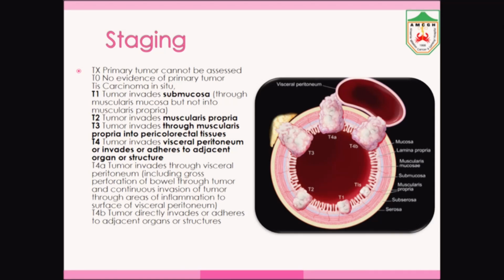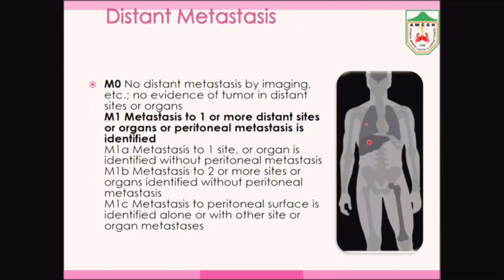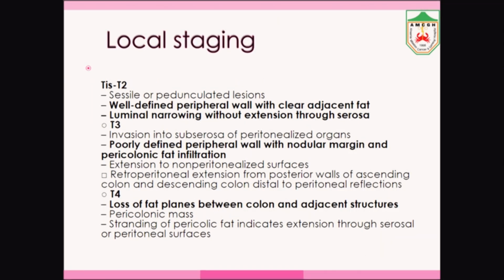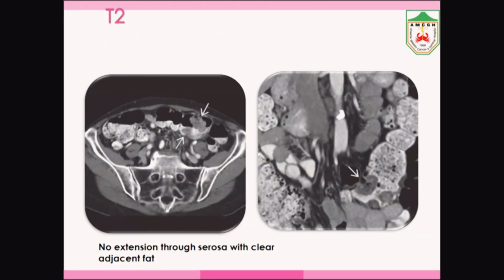T2 invades the muscularis propria. T3 invades the pericolonic tissue, and T4 is serosal surface invasion. Then lymph node, and this is the distant metastasis. I will show you in the figure. This is the T2 lesion, which is showing as a polypoidal lesion, but there is no adjacent peri-lesional fat stranding. There is a clear adjacent area.